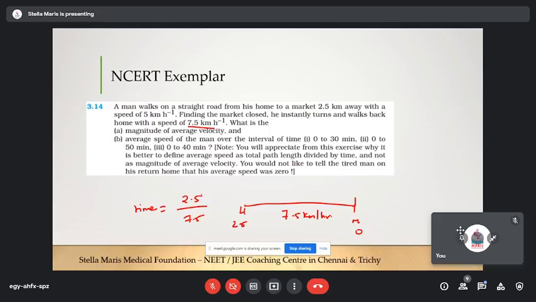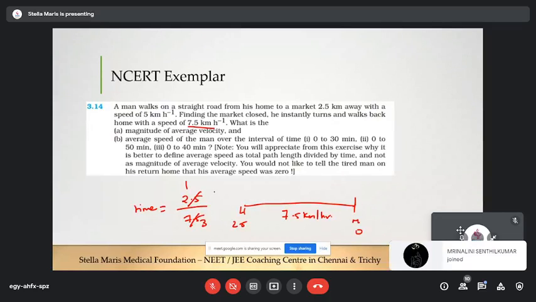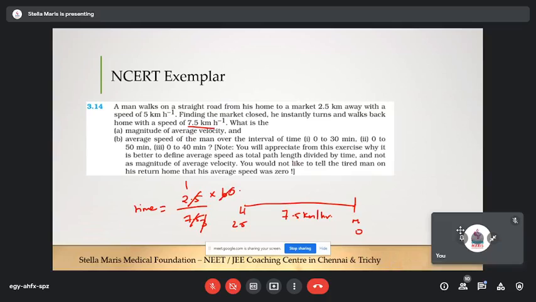So what happens here? 1 by 3, right? 1 by 3. So in terms of minutes, into 60, so it goes 20 times. So the time taken is 20 minutes. From the market to the home, it takes what? 20 minutes. Here you have to see, from the home to the market, it took 30 minutes.